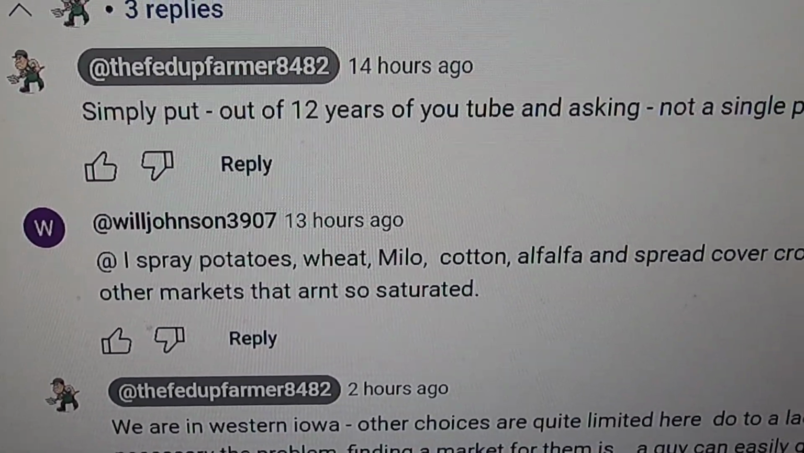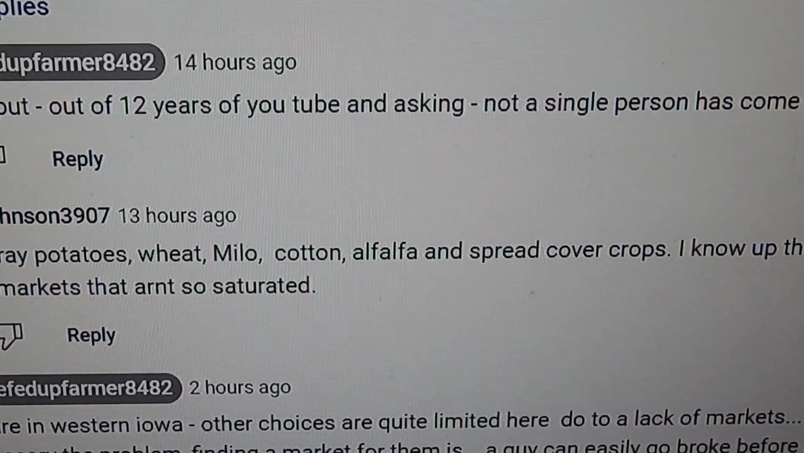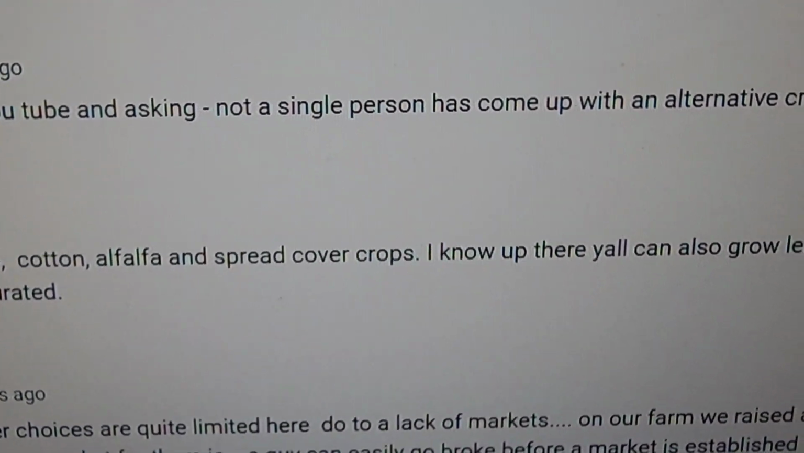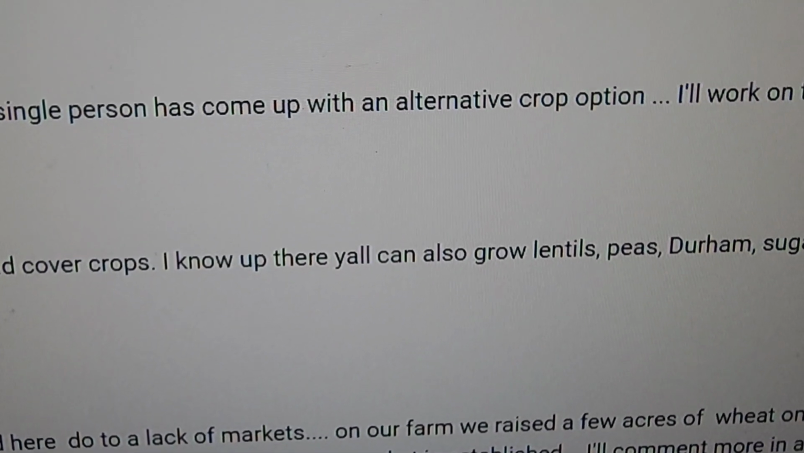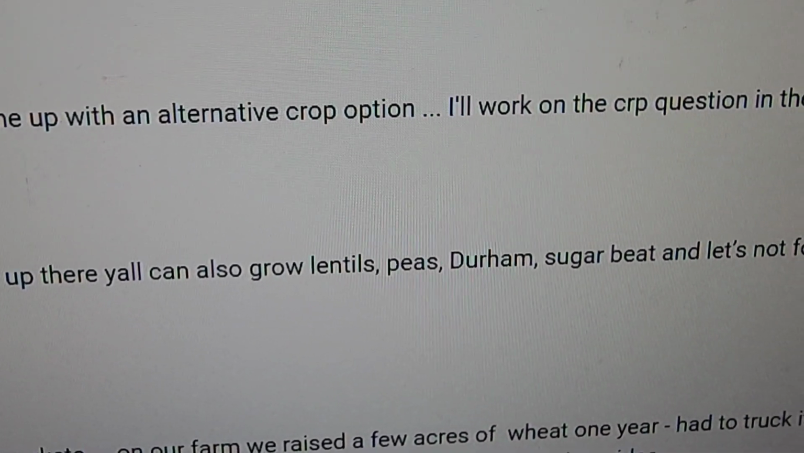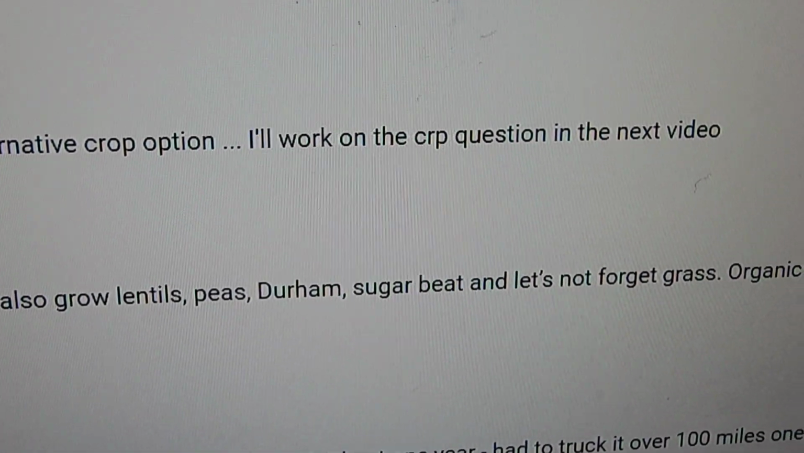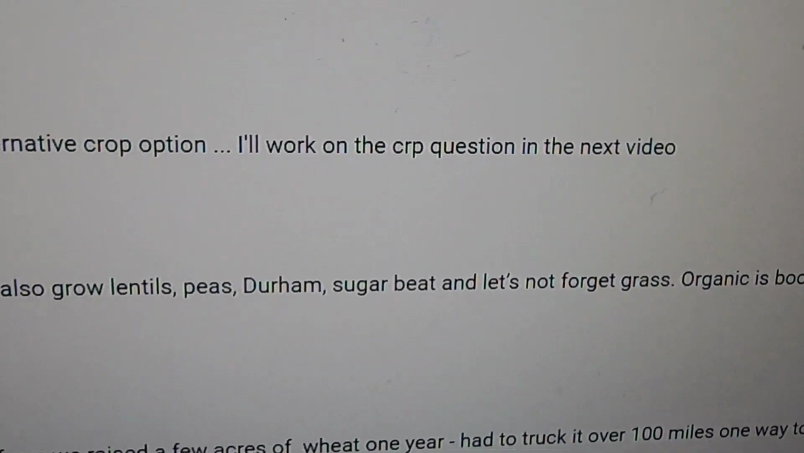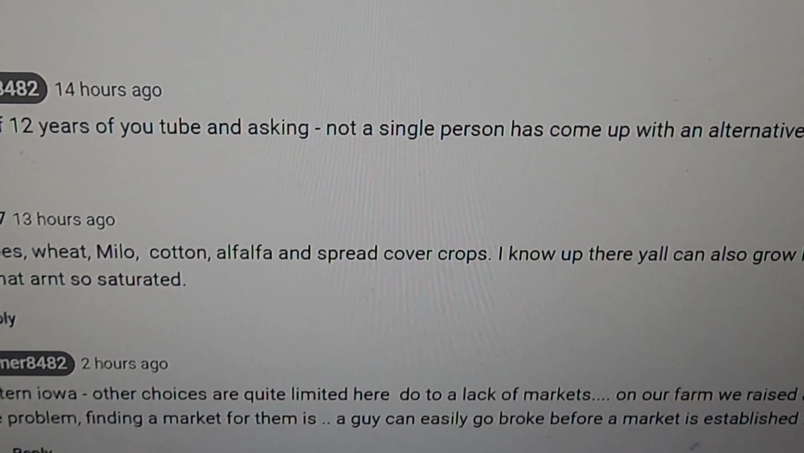I spray potatoes, wheat, milo, cotton, alfalfa, and spread cover crops. I know up there y'all can grow lentils, peas, durum, sugar beets, and let's not forget grass. Organic is a booming market with high premiums and better margins. I spray organic cotton as well. Those are other markets that are not so saturated.